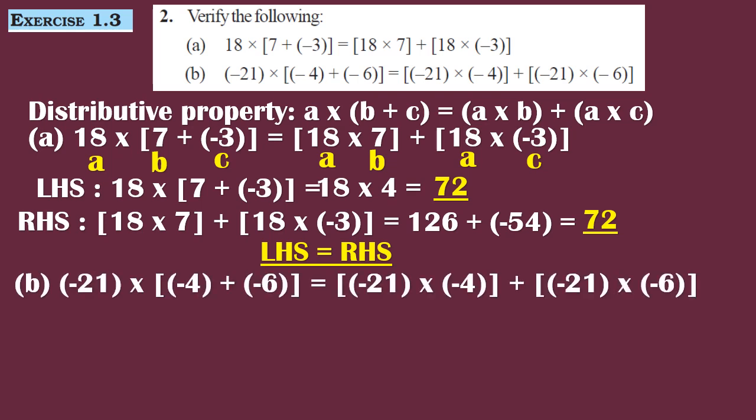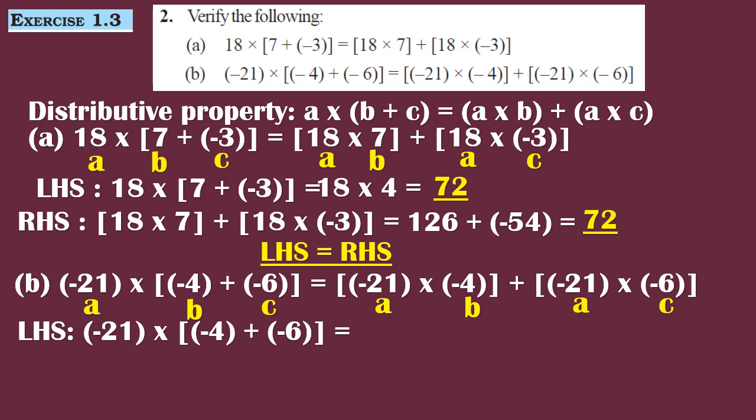Second one, the same way here, A, B, C all are negative. Okay. Now let us first find the LHS. Minus 21 into minus 4 plus minus 6. Minus 4 plus minus 6. You are adding two negative integers. When you are adding numbers of the same sign, you just have to add them. Here both are negative. So the answer will be negative. So minus 4 plus minus 6 is equal to minus 10.